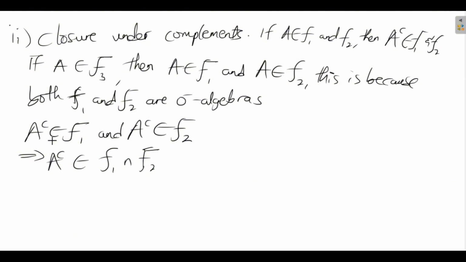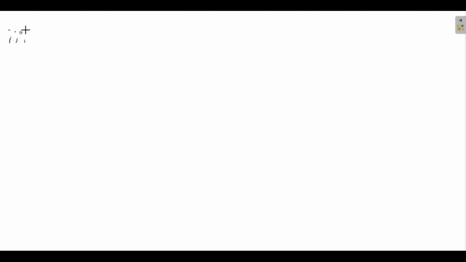Right. If you are saying that A complement belongs to F1 and the same A complement belongs to F2, then we can imply that A complement is found in F1 intersection F2. And if this holds, then we can boldly say that A complement belongs to F3. So we have been able to show that if A is in F3, then its complement, A complement, is also in F3. Now the last property we need to show is what we call closure under countable union.